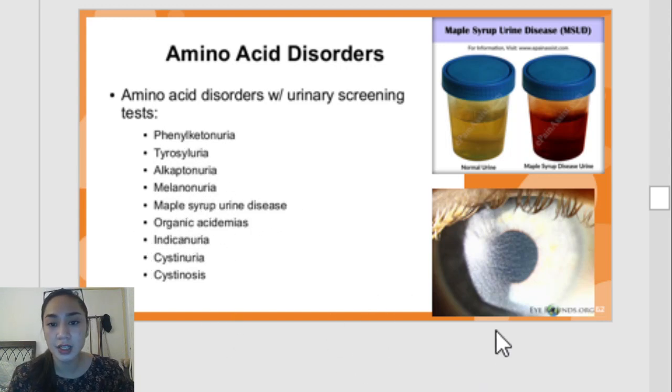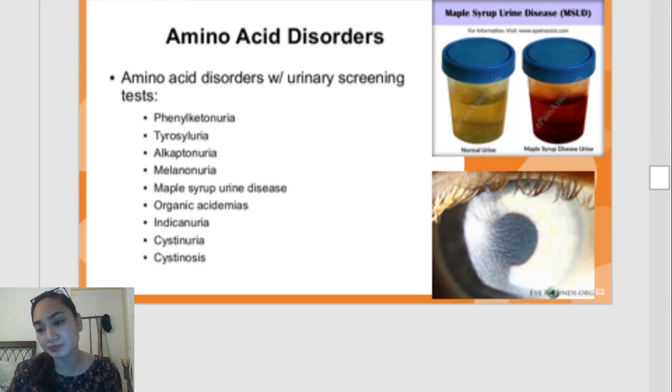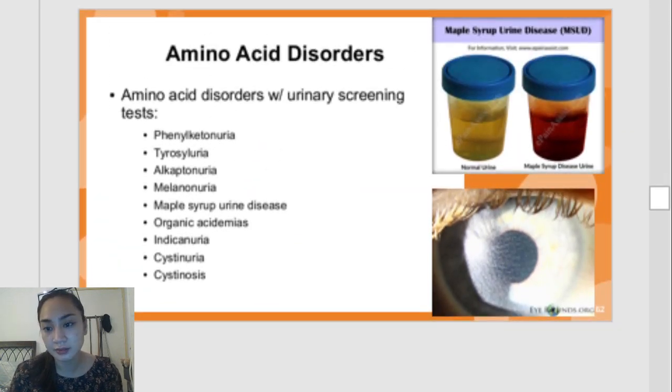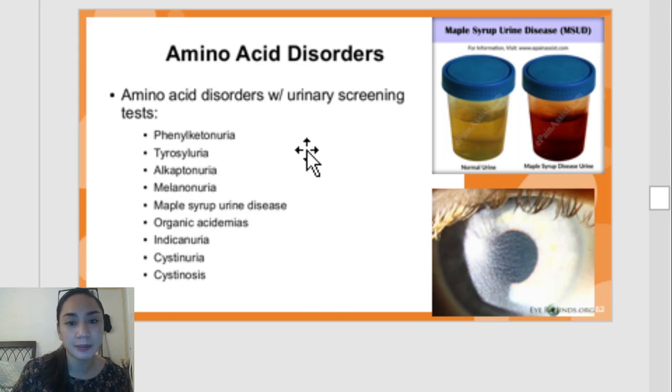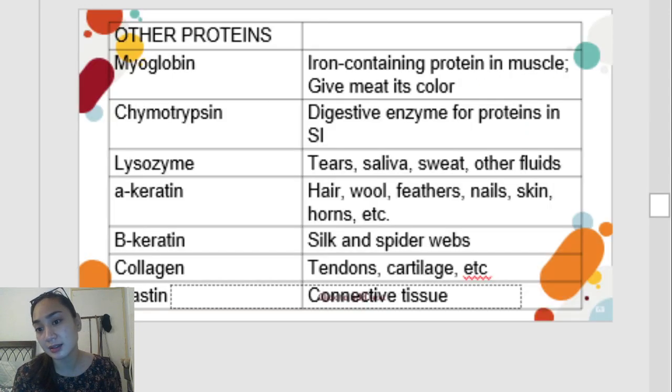So, we have this very interesting, yung maple syrup urine disease, MSUD. So, ito yung natural, normal na urine. And then, yung maple syrup urine disease, ganito yung color nung kanyang urine. So, parang maple syrup. So, yan. So, halos lahat sila, no? Halos lahat ng to is may kinalaman sa urine. Yung effect niya.